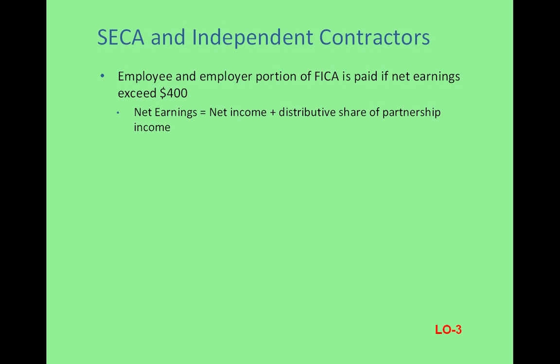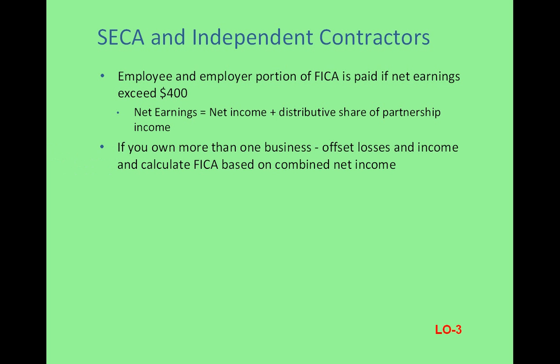So if net earnings for the year as a self-employed or independent contractor exceed $400, you're subject to the tax, and the net earnings are whatever your net income is plus any distributive share of partnership income or other business organizational form income, whatever it happens to be. If you own more than one business, you can offset losses in income and combine them together to find what is the basis for the taxes that you owe under FICA, under this act.